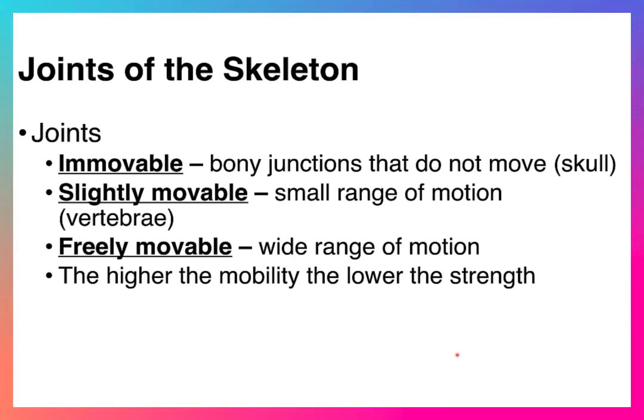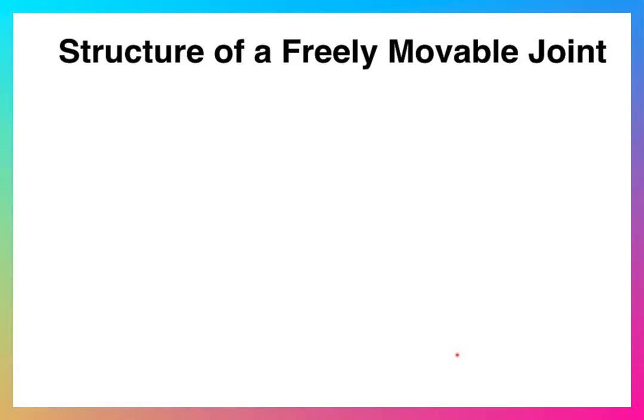For example, the immovable joints tend to be extremely strong and do not allow the bony junctions to separate, which is good when you're protecting the brain, like in the skull. Conversely, a highly movable joint, like the shoulder joint, supports some degree of strength, but it's also easily dislocated under a significant force. What is the structure of freely movable joints?